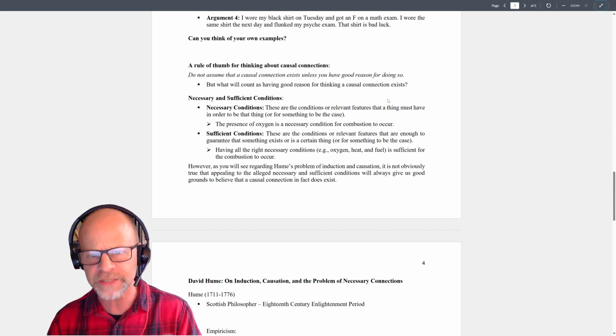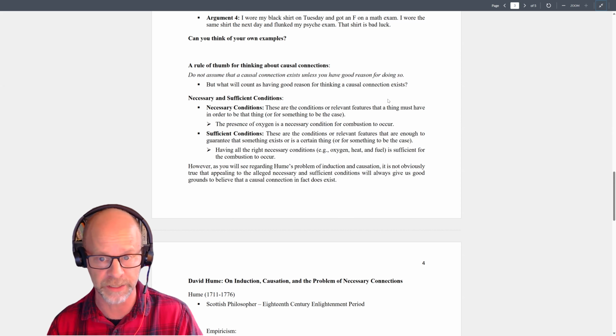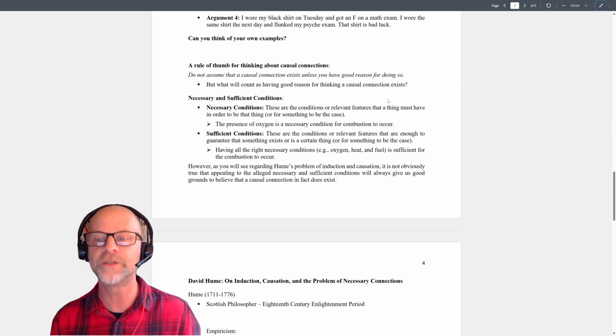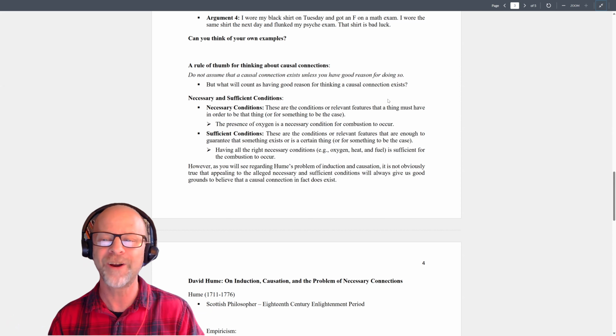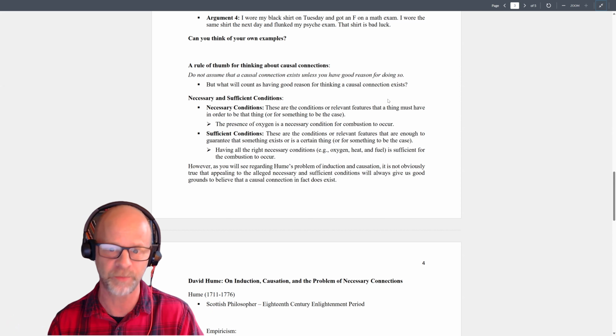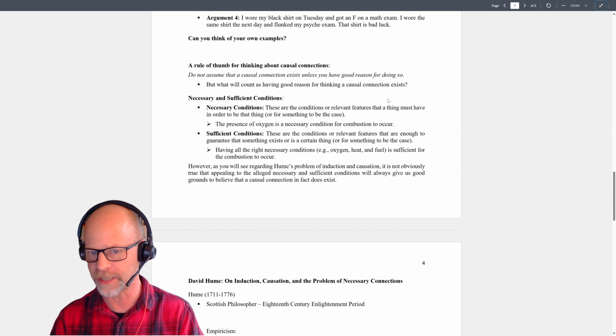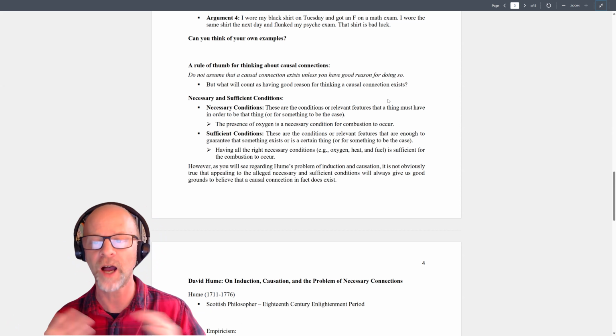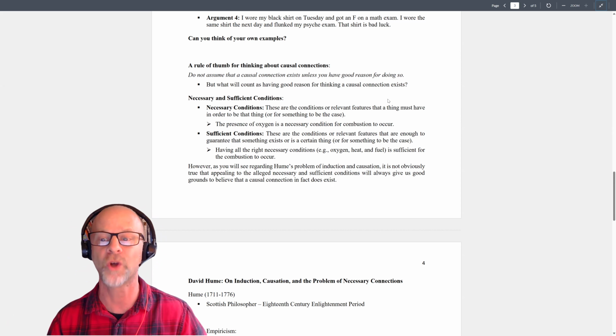But we can also consider different sufficient conditions. These are going to be the conditions or relevant features that are enough to guarantee that something exists or that something will be the case. The example I've given you here is having all the right necessary conditions, oxygen, heat, fuel, and so forth. These will be sufficient for the combustion to occur.